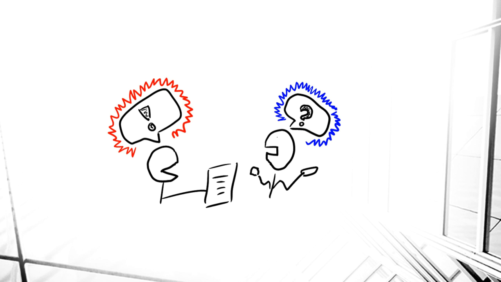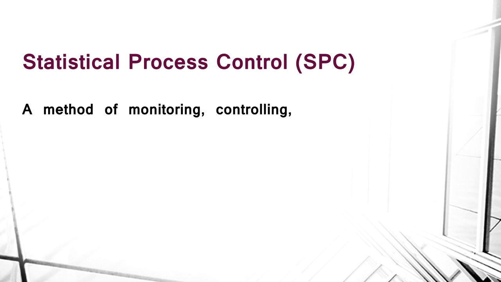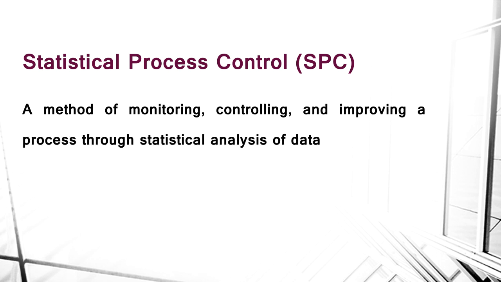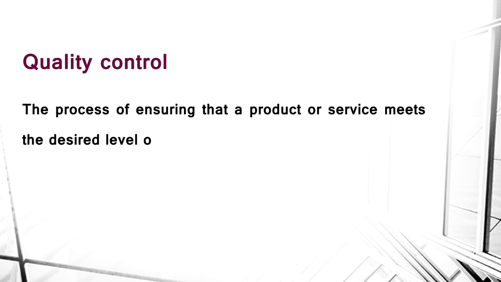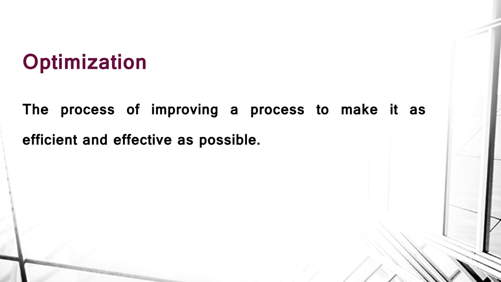Okay, now it's time to review and practice the jargons and important words of this short article. First jargon: Statistical Process Control, or SPC. Definition: a method of monitoring, controlling, and improving a process through statistical analysis of data. Important word: quality control. Definition: the process of ensuring that a product or service meets the desired level of quality. Important word: optimization. Definition: the process of improving a process to make it as efficient and effective as possible.